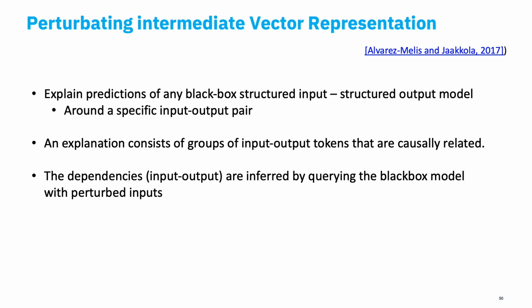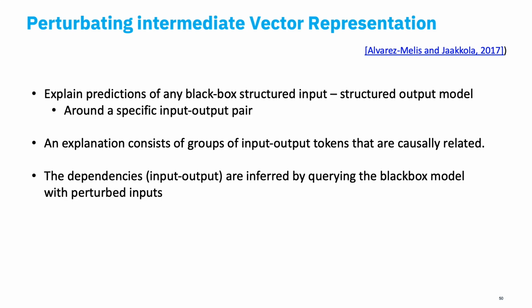An alternative way to add minor perturbations to input instances is by adding perturbations to intermediate vector representations. Here we talk about a work done by Alvarez-Melis and Jaakkola et al., where they proposed a method that explains predictions of any black box structured input structured output model around a specific input output pair. So it's local explanation. An explanation produced by their framework consists of groups of input output tokens that are causally related.